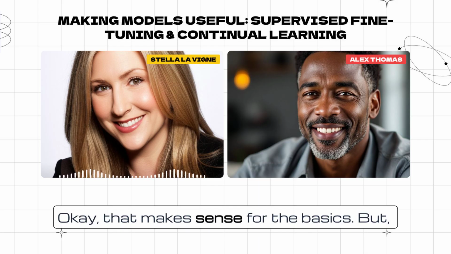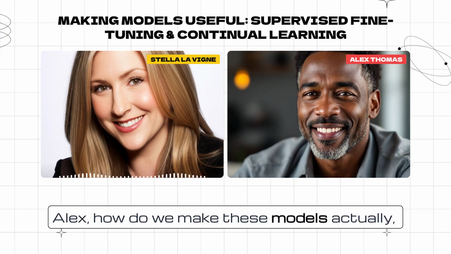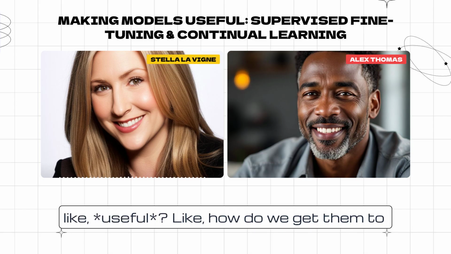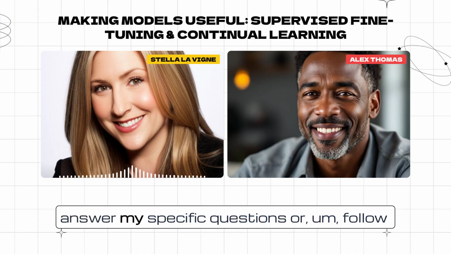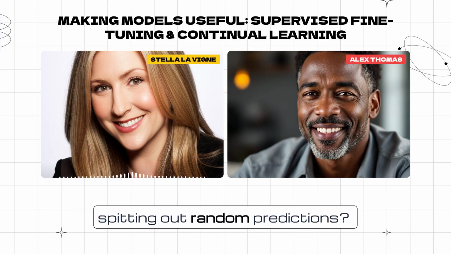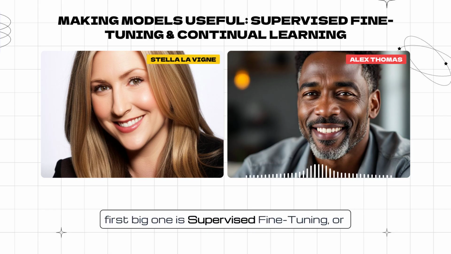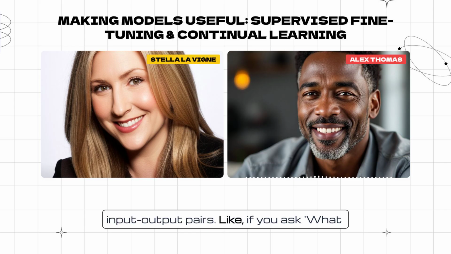Okay, that makes sense for the basics. But Alex, how do we make these models actually useful? Like, how do we get them to answer my specific questions or follow my instructions without just spitting out random predictions? That's where post-training comes in, and the first big one is supervised fine-tuning, or SFT. Here, we give the model specific input-output pairs. Like if you ask, what is the capital of France, we train it to say, the capital is Paris.